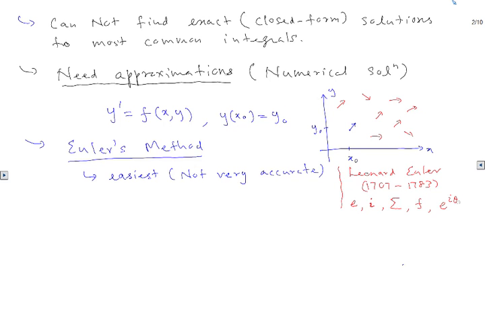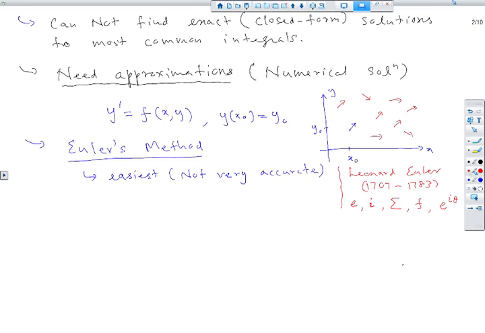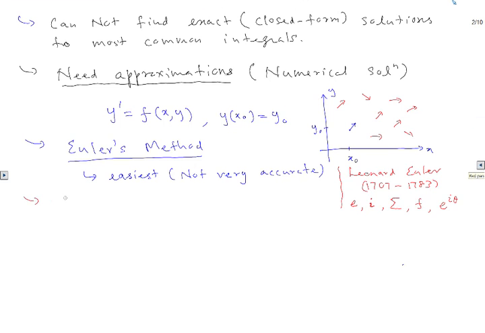So again, Euler's method is the easiest, or the simplest, method to solve a differential equation.